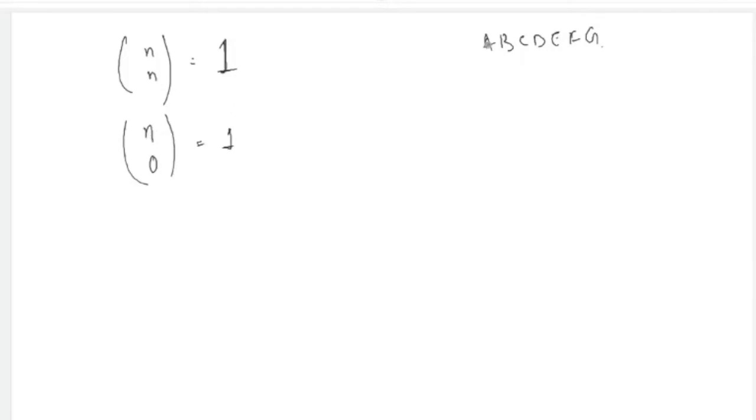Because this means that out of the total number of individuals, you want to select none of them, and that's also possible in only one way.